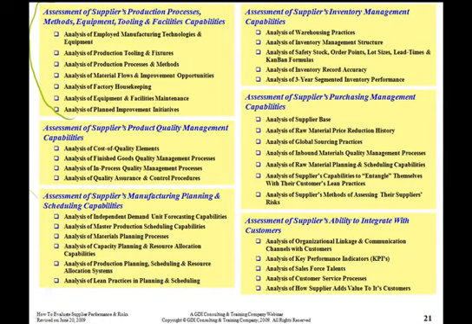Over here we look at how they manage quality in terms of the cost of quality elements. We have our own cost of quality analytic that we run. We get their finished goods quality management process. This is inspection-based or proactive. Same thing with work in process. And then we take a look at all their quality assurance and control procedures. We have another series of robust diagnostics on the manufacturing planning and scheduling area, also on the inventory management area, the supplier purchasing management area, and the supplier's ability to integrate with customers.